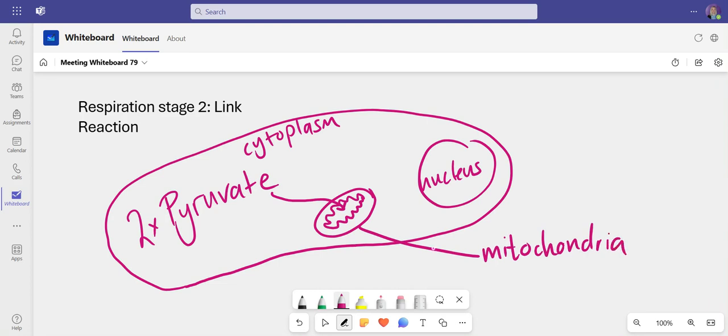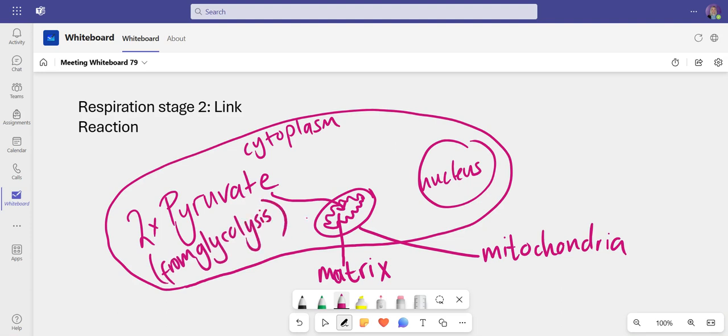Now for this stage, the part of the mitochondria that we're interested in is the part in the middle. In the middle of the mitochondria is called the matrix. So that space in the middle of the mitochondria is where the link reaction is going to happen. So the two molecules of pyruvate from glycolysis, from stage 1, are going to make their way into the mitochondria, into this middle section called the matrix, ready for the link reaction and the Krebs cycle, which is stage 3.